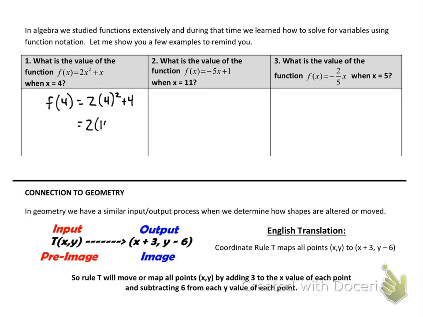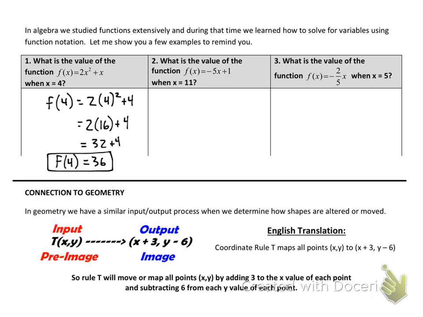Okay, and this is also a common mistake right here. You do your exponents first before you multiply. It's not 2 times 4, then square it. You square the 4, and then you multiply by 2. All right. 2 times 16, what do we get? 32. And that 32 plus 4 gives us a final answer of 36.